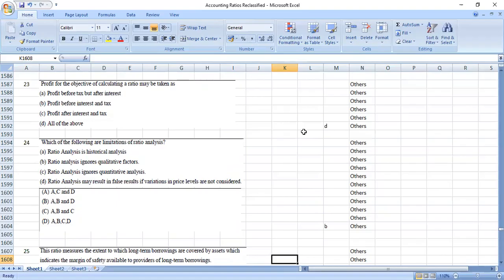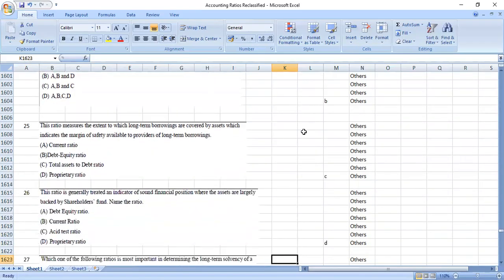Ignores quantitative analysis. That is not right. We only do quantitative analysis and ratio analysis. Ratio analysis and variation in price levels are not considered. That is true. D is also correct. So A, B, and D are the correct answers.